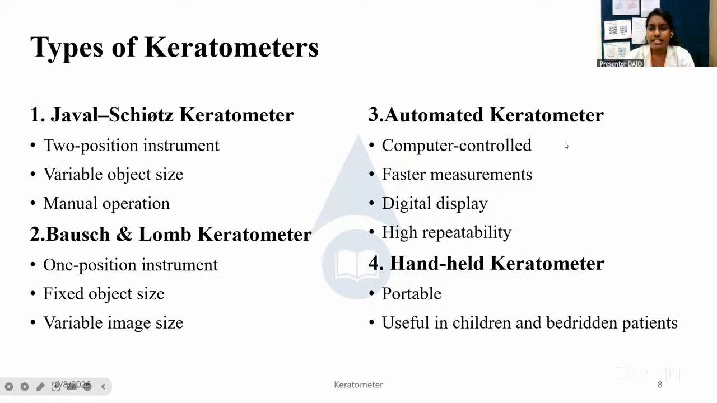Automated keratometer. It is computer controlled and gives faster measurement. It has a digital display and gives high repeatability. Handheld keratometer. It is portable and useful in children and bedridden patients.